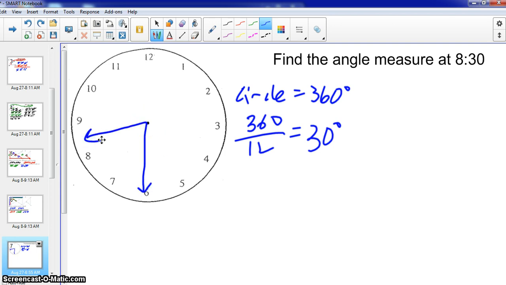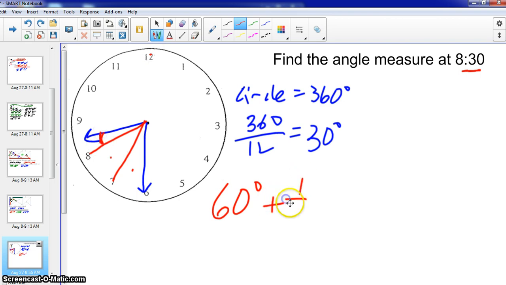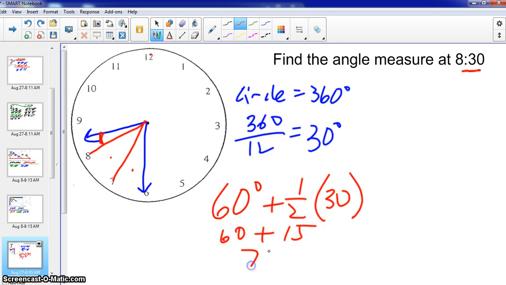The first thing that we need to do is find out the whole 30-degree sections. I see that there are two whole 30-degree sections, which gives us 60 degrees. And then we need to talk about the partial section right here. The hour hand is past the 8 o'clock by 30 minutes out of a possible 60 minutes, which tells us that it is halfway between the 8 and the 9. So we need to add half of the 30-degree region, which gives us a total angle of 75 degrees.